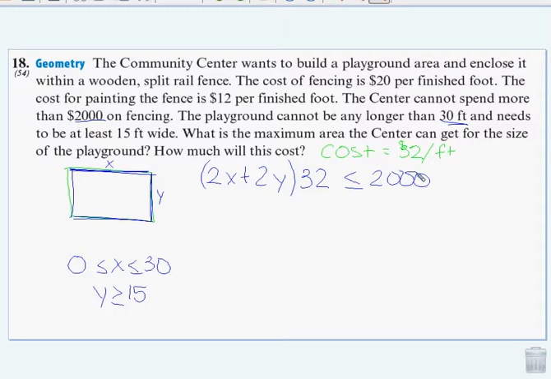All right, so let's just use the distributive property on this. This gives us 64x plus 64y is less than or equal to $2,000. The deal is, though, this is the parameter for x, and this is the parameter for y. So I'm thinking let's go ahead and plot this on Desmos, see if we can figure out what the vertices are, and then we can figure out how to maximize the area.